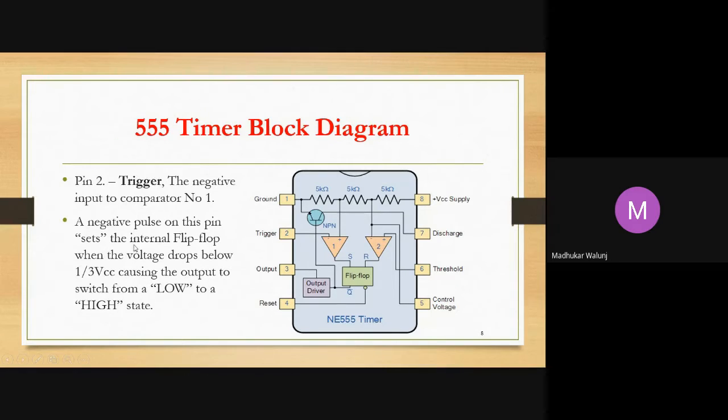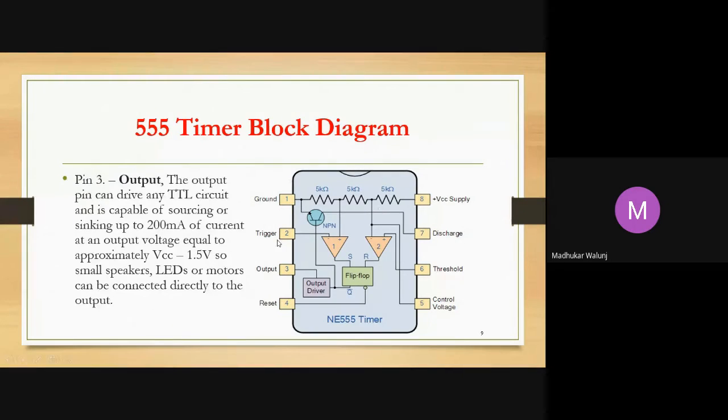So what the statement tells is: a negative pulse on this pin sets the internal flip-flop when the voltage drops below 1/3 VCC, causing the output to switch from low state to high state. So it will set the flip-flop. This is pin number 2, trigger. This particular pin number 2 is very useful when we are going for the monostable application.